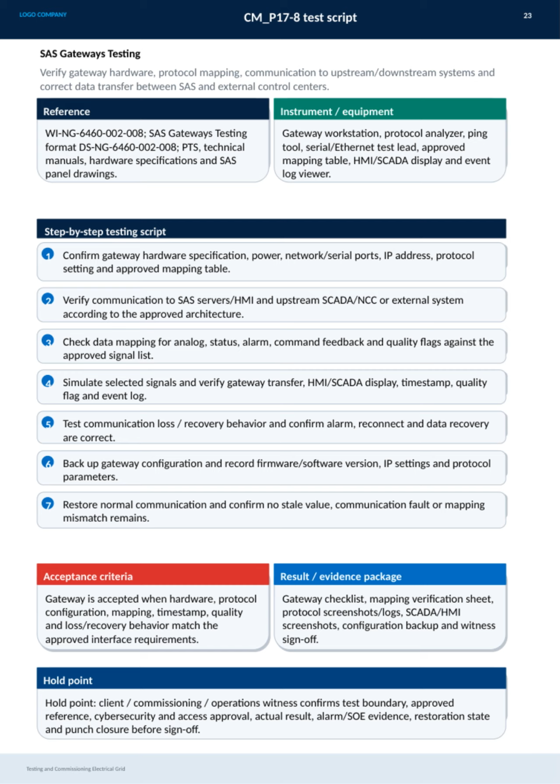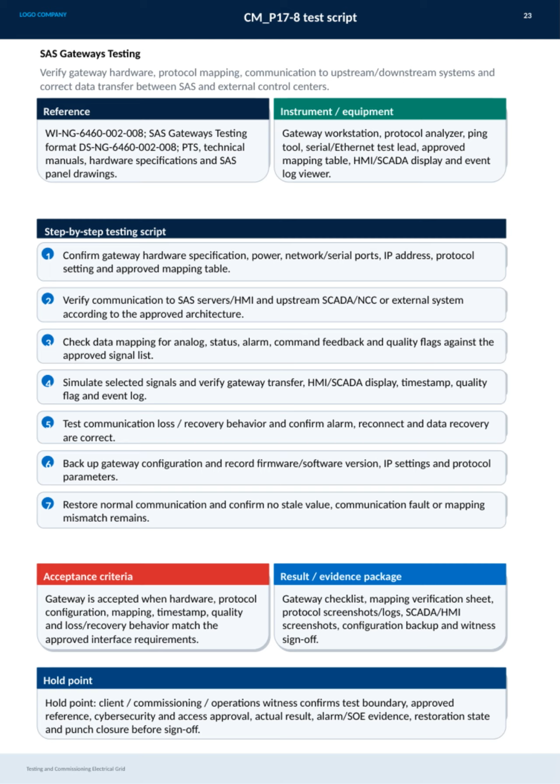Following that, we simulate selected signals to verify the gateway's transfer accuracy, HMI/SCADA display, timestamp correctness, quality flags, and event logs. The testing continues by examining communication loss and recovery behavior, confirming alarms, reconnection capabilities, and data recovery functions. We also back up the gateway configuration, documenting firmware and software versions, IP settings, and protocol parameters. Finally, we restore normal communication and confirm that no stale values, communication faults, or mapping mismatches remain.